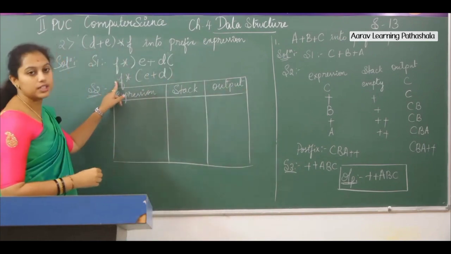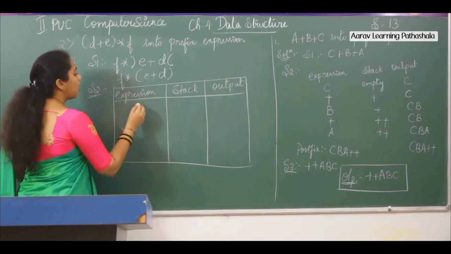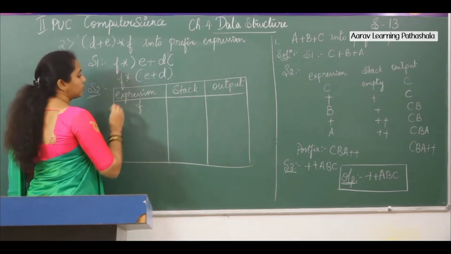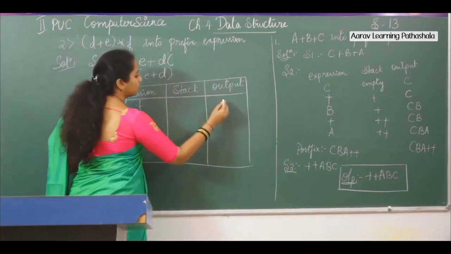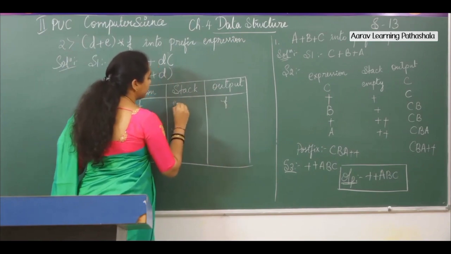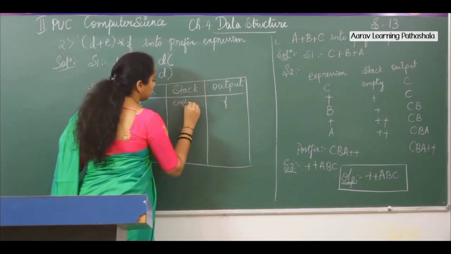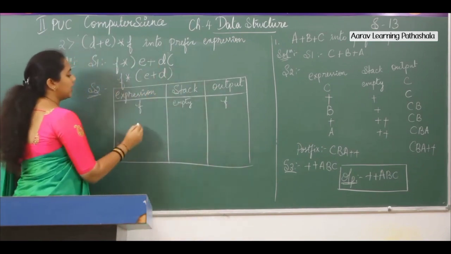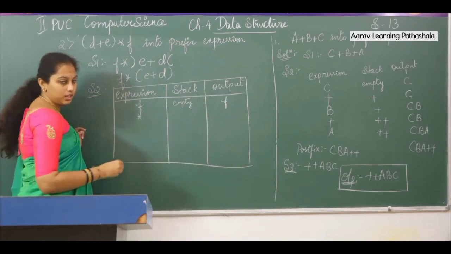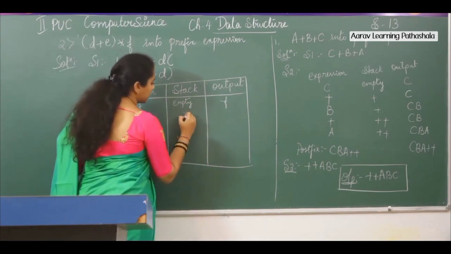So what is the first element? The first element is an operand. So we are going to output this operand. So here the stack is empty. Second is an operator. So we are going to push it into the stack.